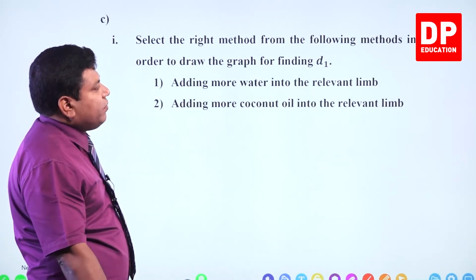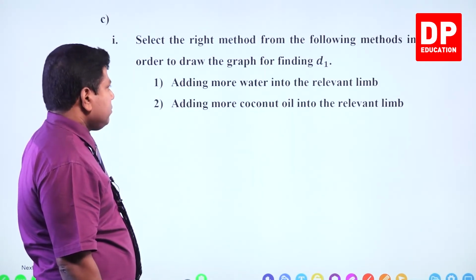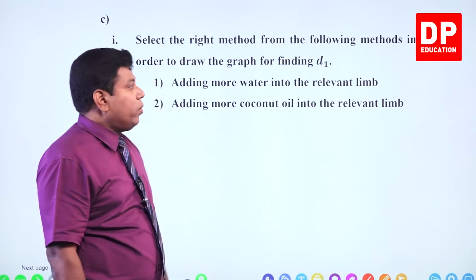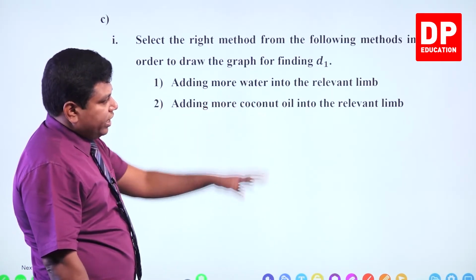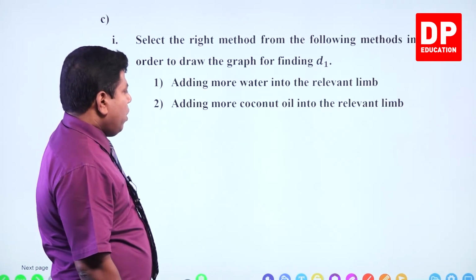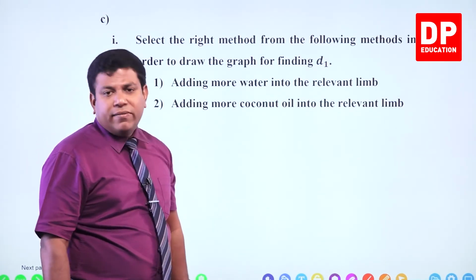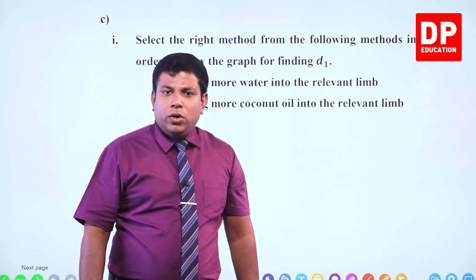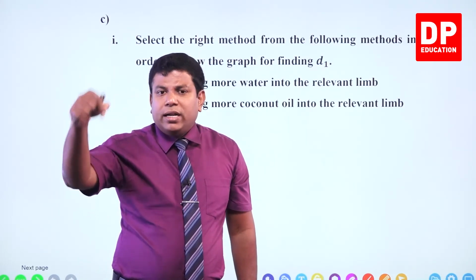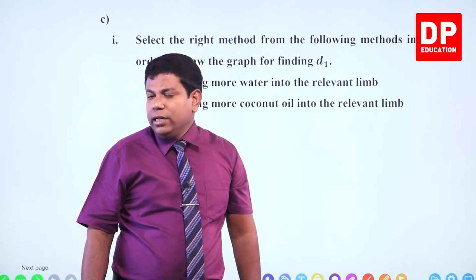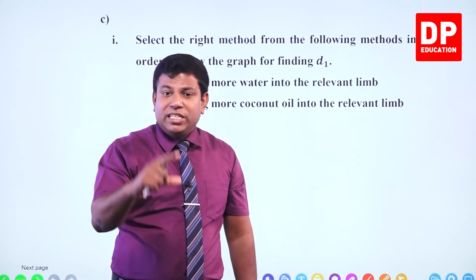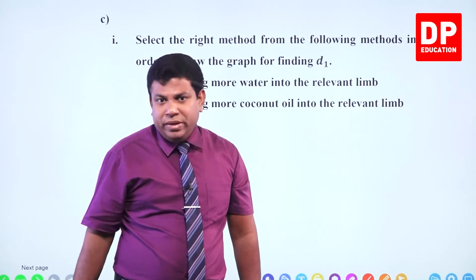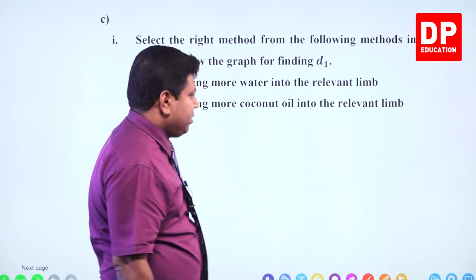Select the right method from the following methods in order to draw the graph for finding D1. Adding more water into the relevant limb or adding more coconut oil into the relevant arm. Do we add oil or do we add water? We did the experiment by adding oil. Every time we change the oil column's length. Why not water? Let's go and see.